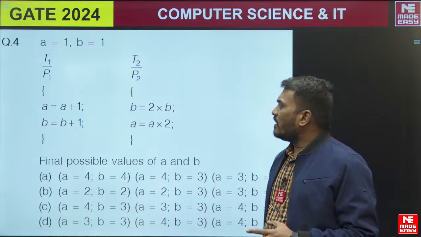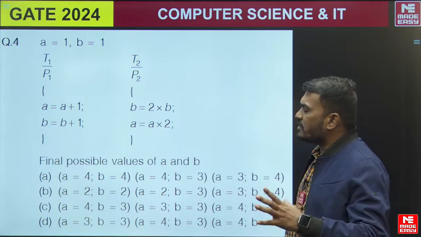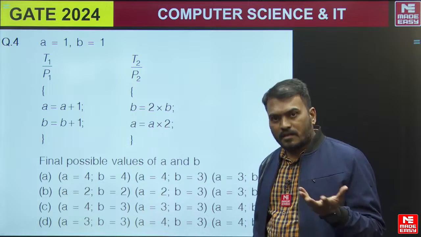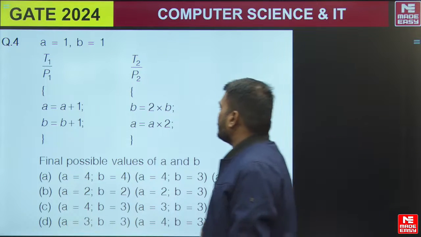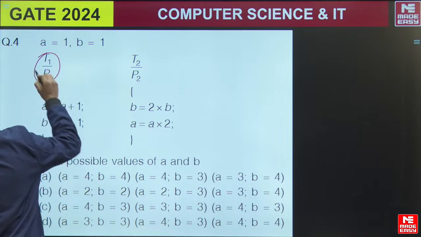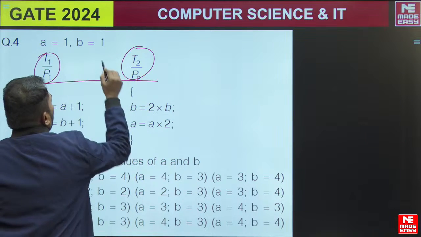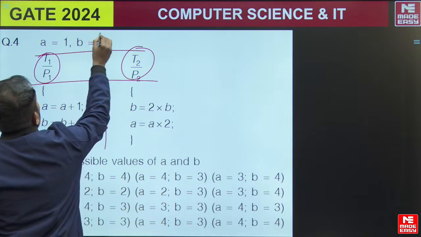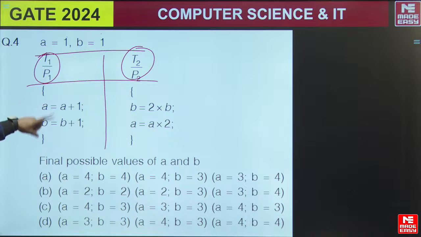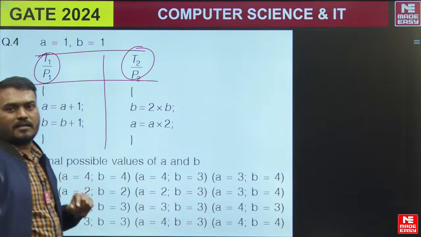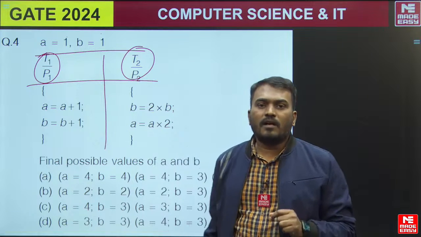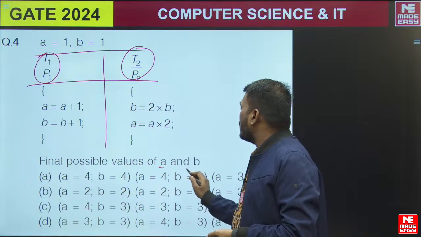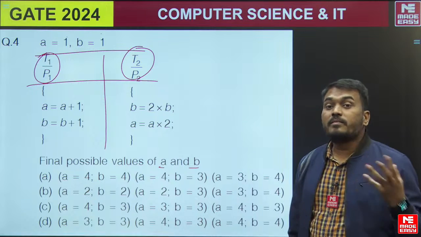For this question, I have received the data, so you can clarify whether the data is correct. This is based on synchronization, or concurrent programming. He has given two threads, T1 and T2, with initial values A equal to 1, B equal to 1, and these statements, and he said they are executing concurrently. If they are executing concurrently, what are the possible values of A and B?